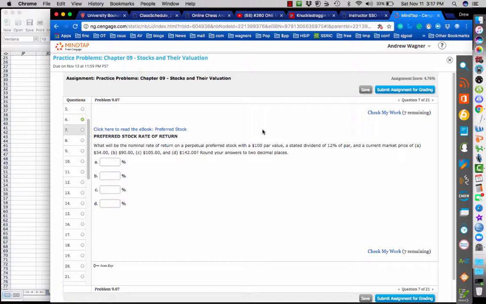12 over 54 is 22.22%, or 0.222. 12 over 90 would be 0.1333 or 13.33%. 12 over 105 would be 0.1143 or 11.43%. And 12 over 142 is 8.45%.